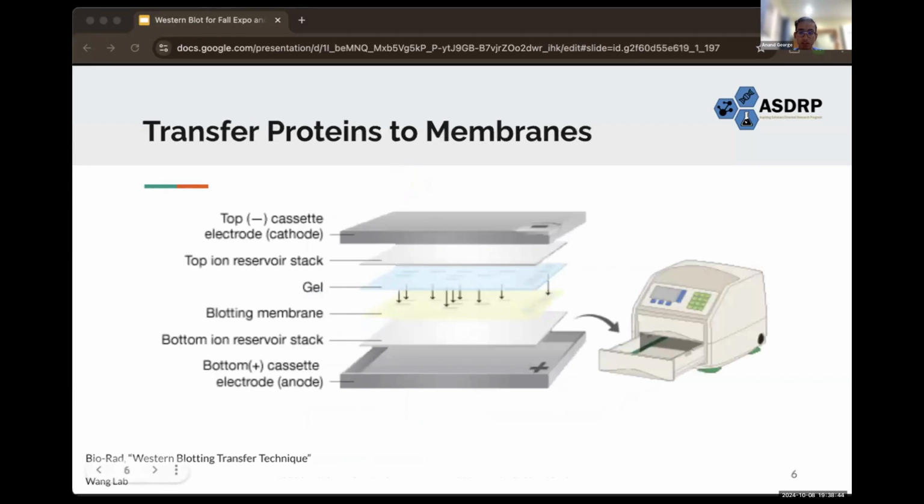The next step of the process is the transfer. In this process, using a Bio-Rad transfer apparatus, the gel with the expressed proteins is placed on top of a nitrocellulose blotting membrane. The gel and the membrane are then sandwiched between filter paper and placed into electrode cassettes. These cassettes are then placed into a transfer apparatus filled with buffer to facilitate the flow of electricity. An electric current is then run through this apparatus to transfer the proteins from the gel onto the membrane for further blotting and analysis.